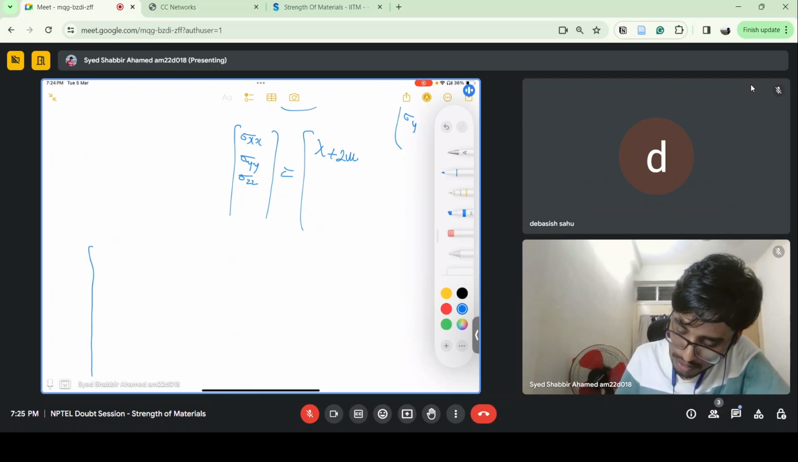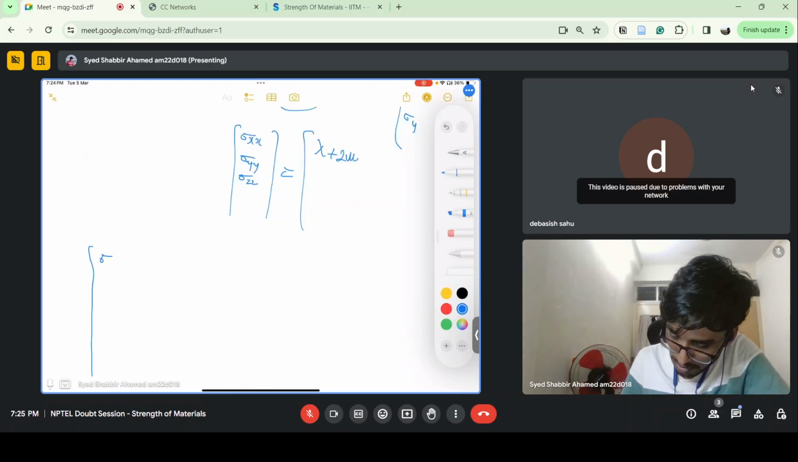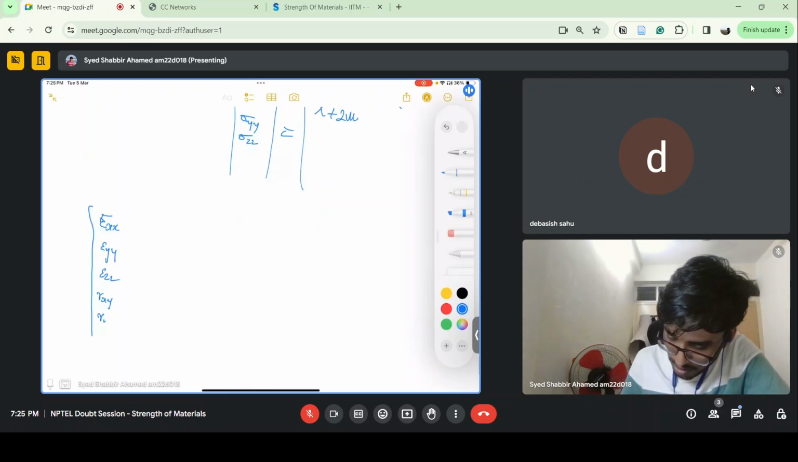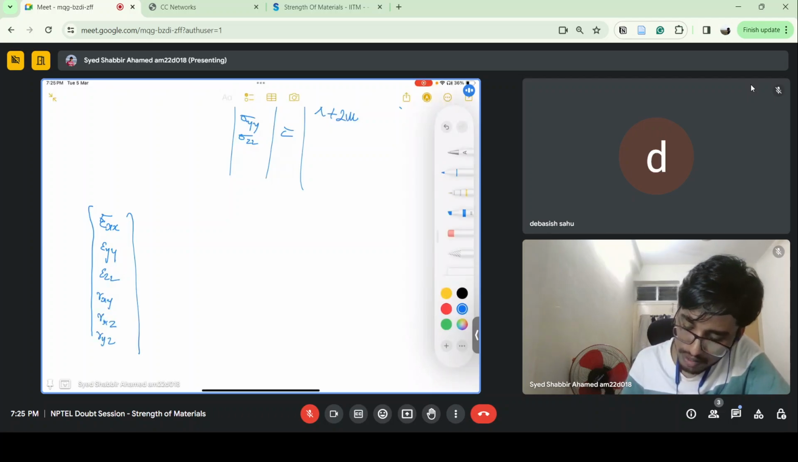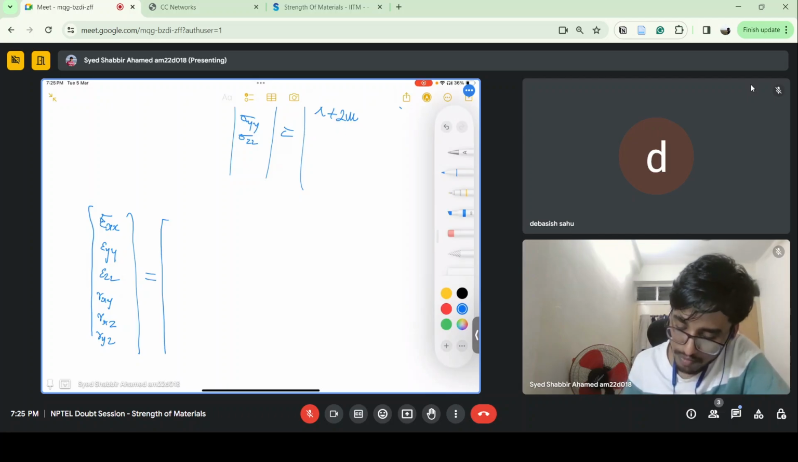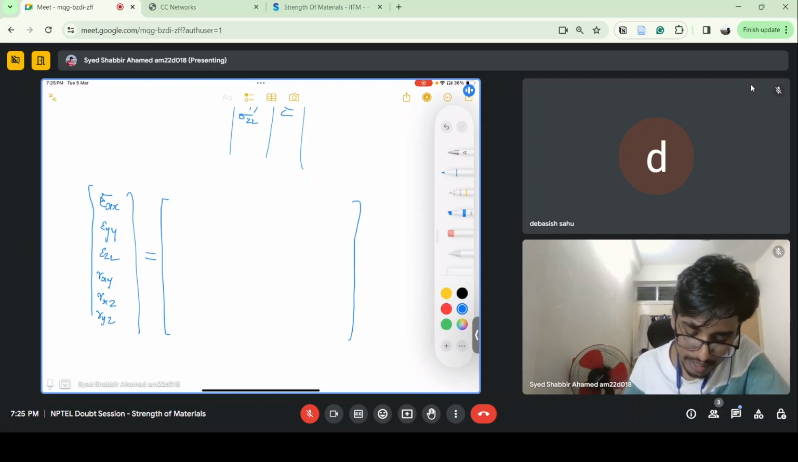Sigma, epsilon xx is there. Epsilon yy, epsilon zz, gamma xy, gamma xz, gamma yz. So using Hooke's law, I can write it like a matrix, the relationship between strain and stress, say sigma or tau.